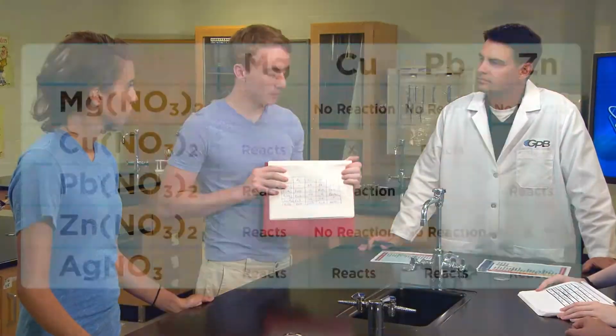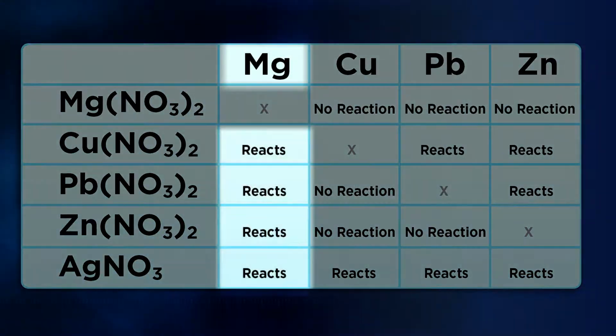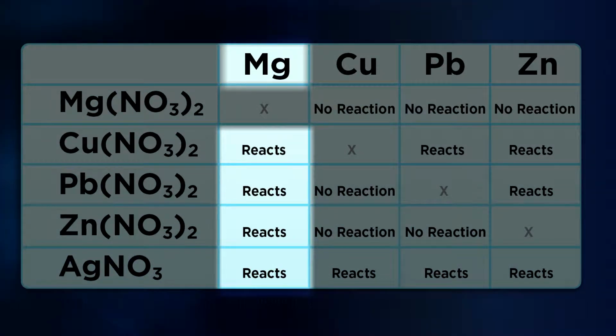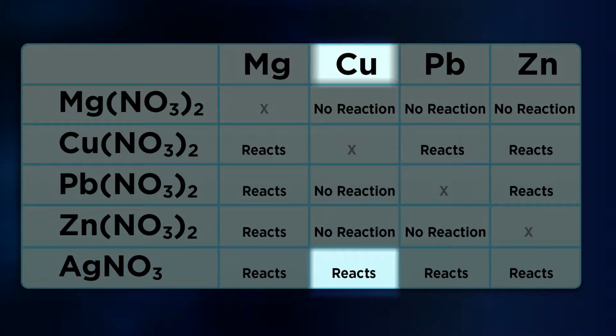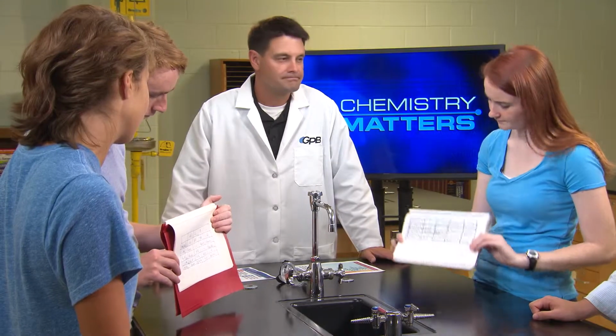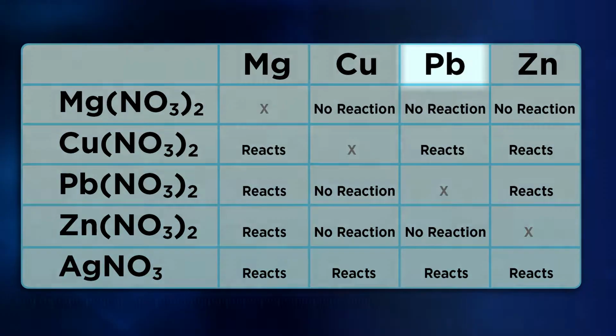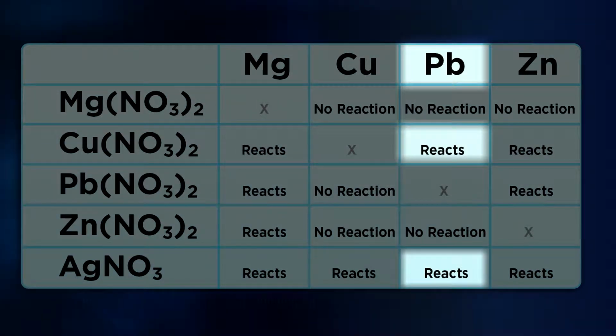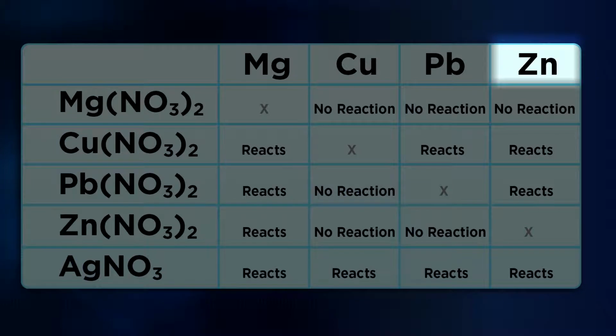You all made data charts showing the results of the chemical reactions that you just performed. So let's examine those results. What trends did you observe? Well, it looked like the magnesium reacted with every solution. Copper didn't react with anything but the silver solution, so we're not sure if we might have done something wrong. For us, lead only reacted with the copper and silver solutions. The zinc reacted with everything except for the magnesium solution.